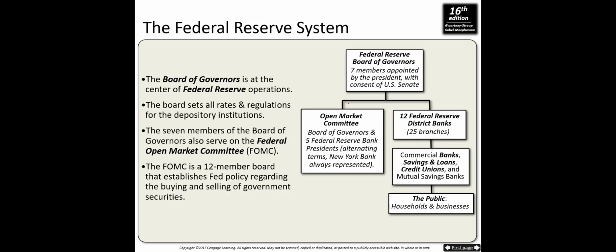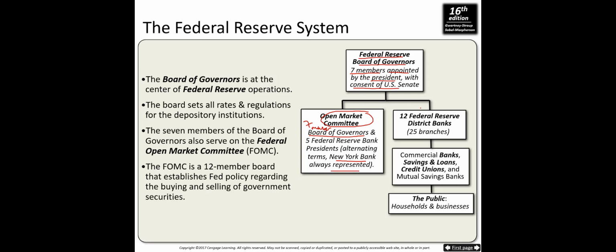So let's look at the Federal Reserve System and its structure. You can see here at the top the Federal Reserve Board of Governors, and it's composed of 7 members appointed by the President with the consent of the US Senate. And we have 2 main governing bodies. The first one is the FOMC, or Open Market Committee. It's composed of the Board of Governors, these 7 members, and 5 Federal Reserve Bank presidents. These Federal Reserve Bank presidents serve in alternating terms, and the New York Bank is always represented.